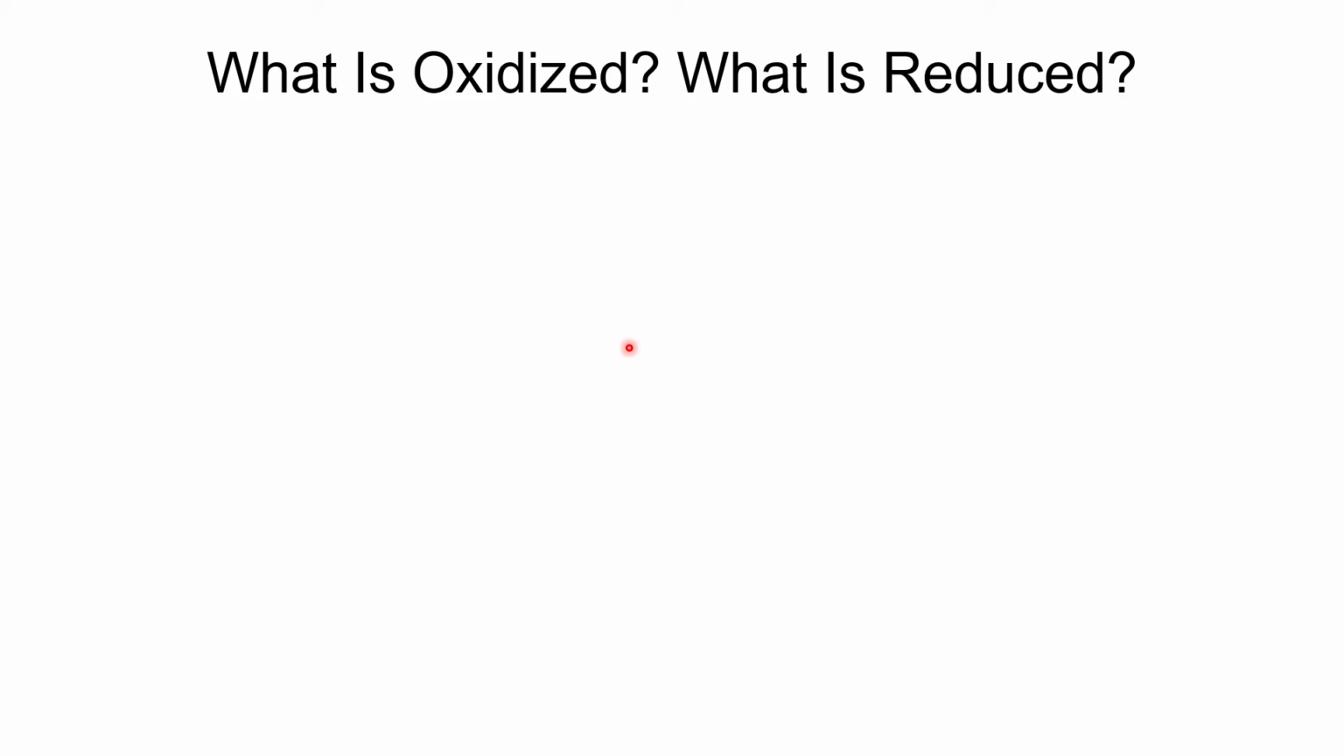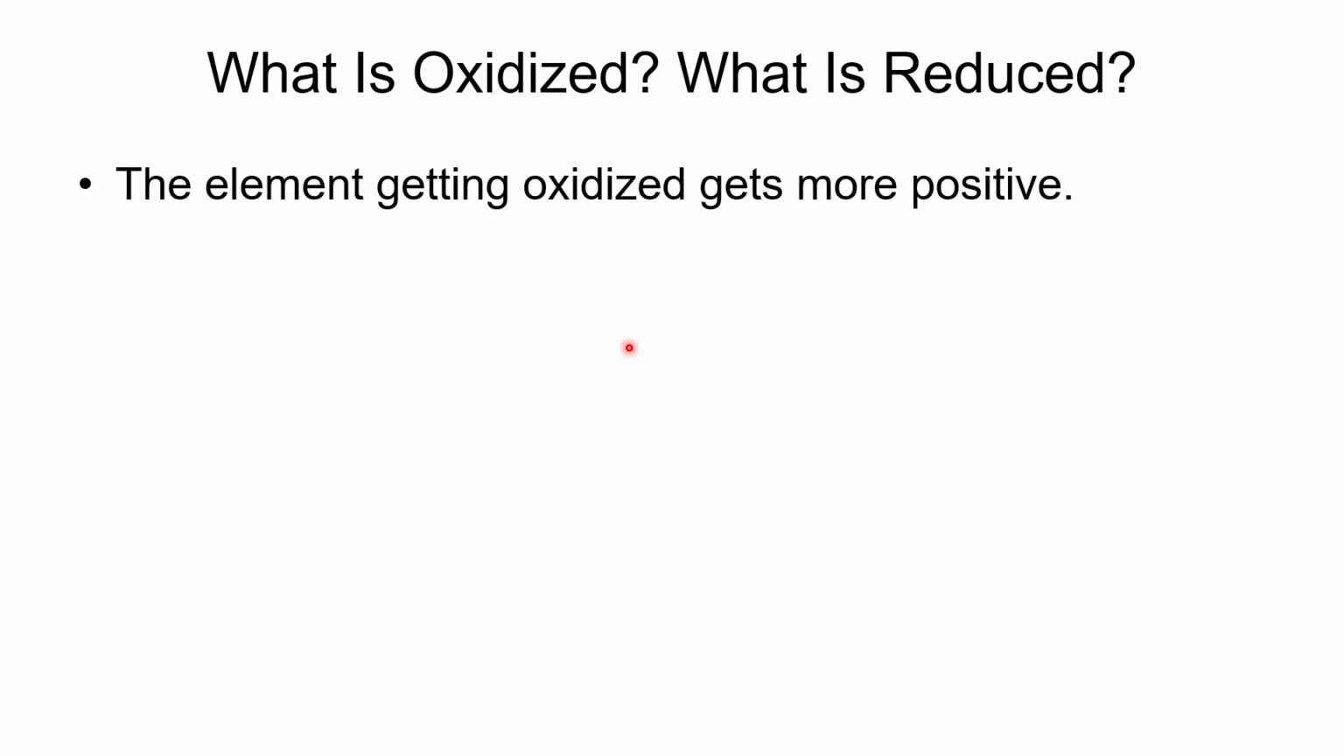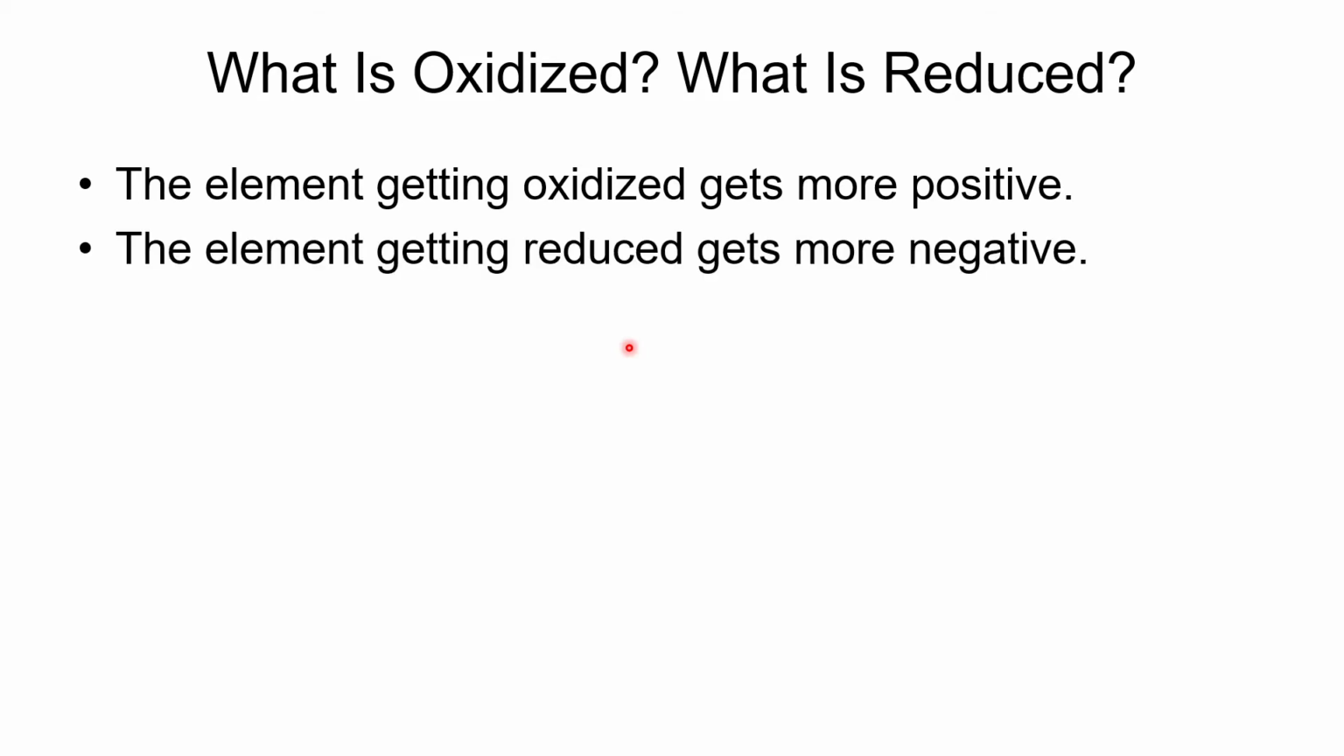So to do that, we need to look at the oxidation state on the reactant side of the reaction and the oxidation state on the product side of the reaction. And we can say that the element gets oxidized if it gets more positive. The element gets reduced if it gets more negative. And here's something important: if one thing gets oxidized in the reaction, something else necessarily has to get reduced.